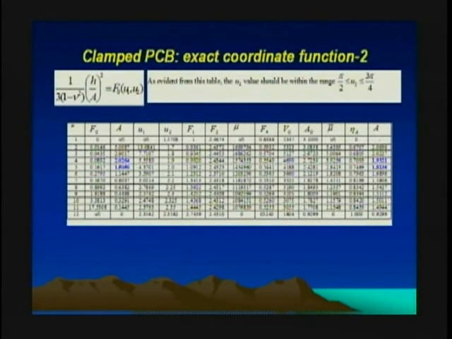But this is a very important table, and I will elaborate on that. So what we did is, first we assumed a certain function, and we knew in advance that if the amplitude changes from 0 to infinity, this function changes from infinity to 0.